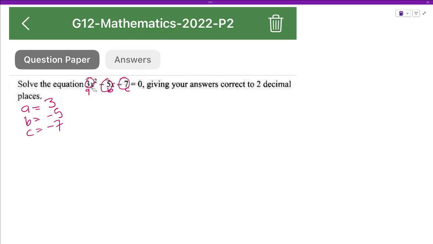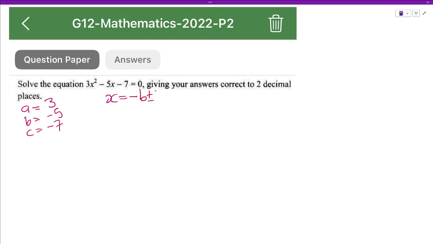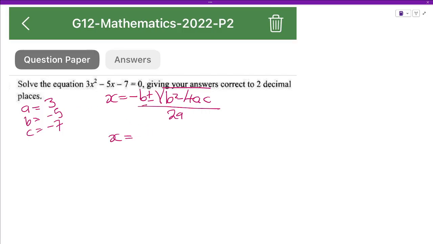Alright, having extracted those values, we now need to use our quadratic formula, which is x is equal to -b plus or minus square root of b squared minus 4ac, and then everything over 2a. At this point we simply need to substitute these values into the formula. So where there is a we put 3, where there is b we put -5, and where there is c we put -7.